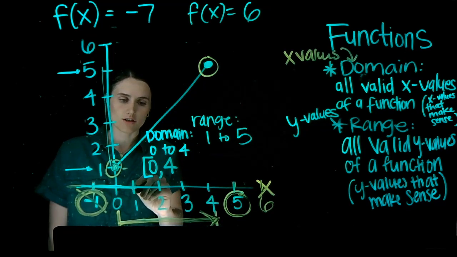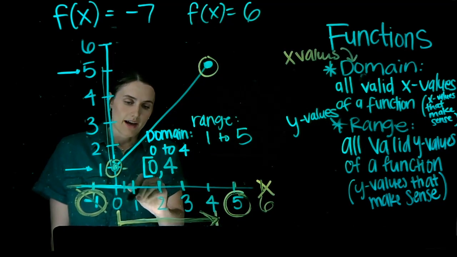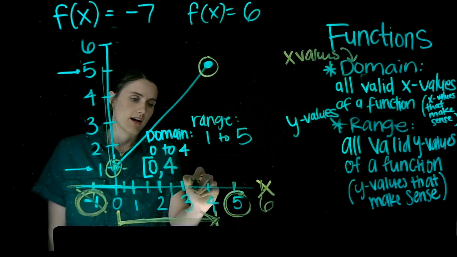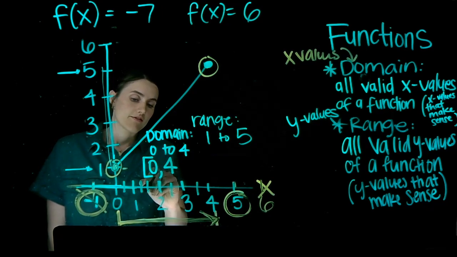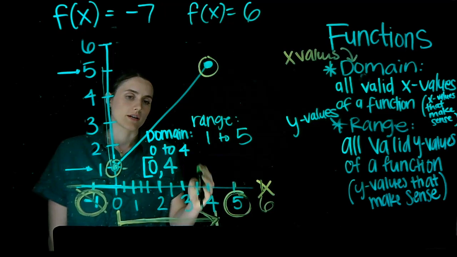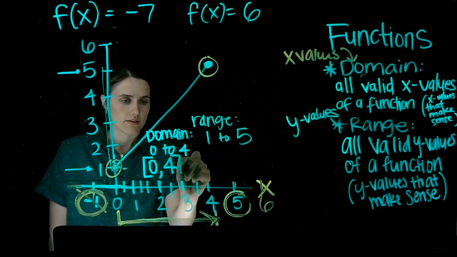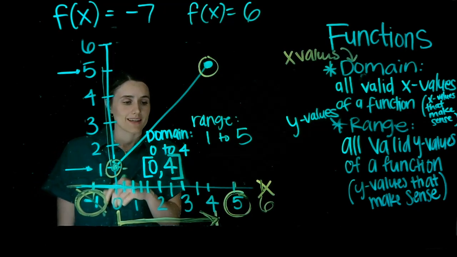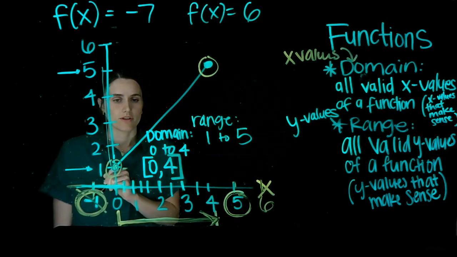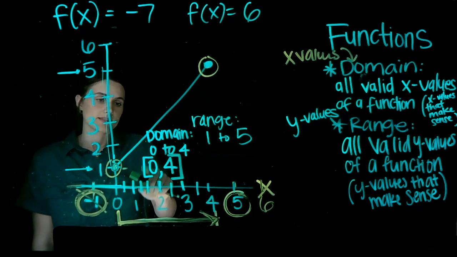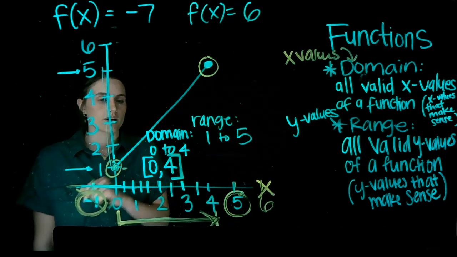So we could say it's not just 1, 2, and 3, it's 1/2, or 1.5, or 2.5, or 3.5, or 1.75. All of these values are included in our domain. And then we are going to end with a bracket again, because that bracket tells us that 4 is also included. So our domain goes from 0 to 4 with 0 and 4 included.